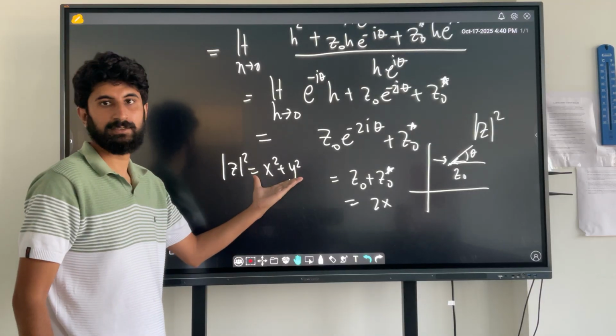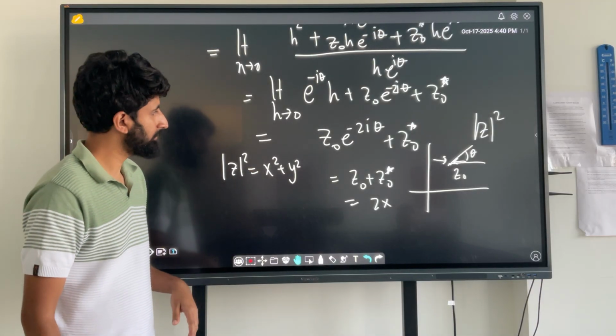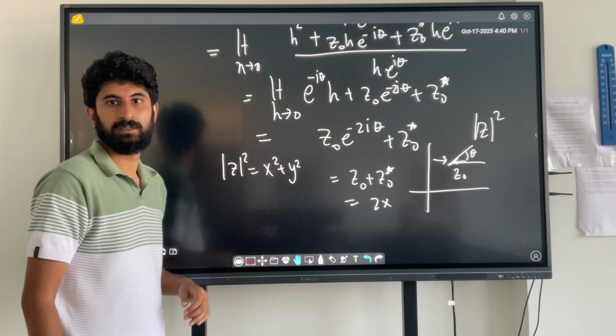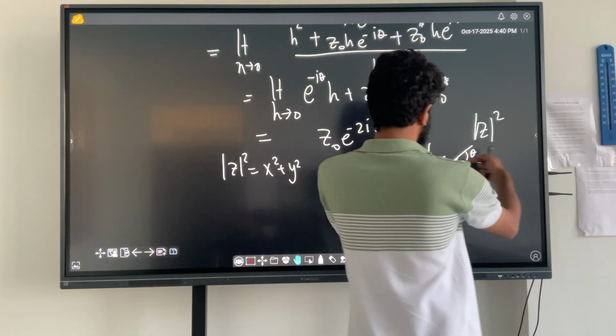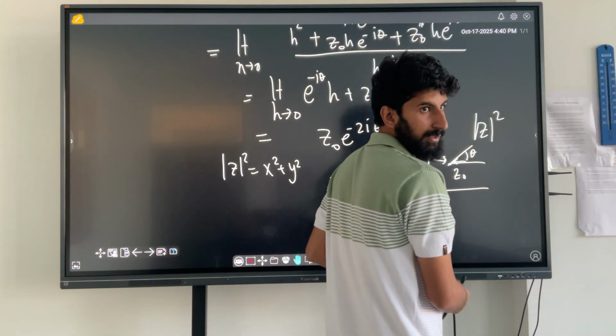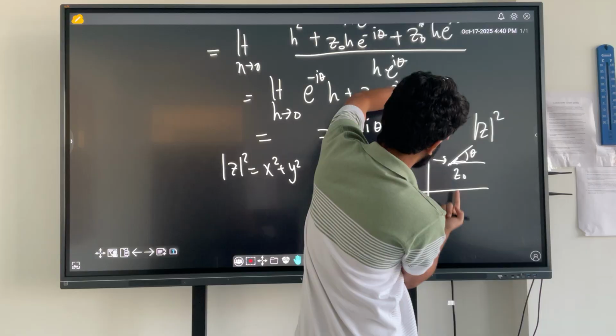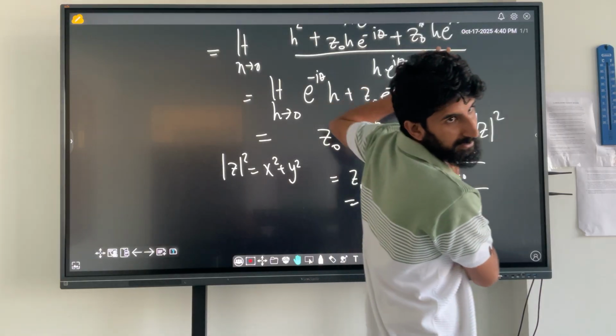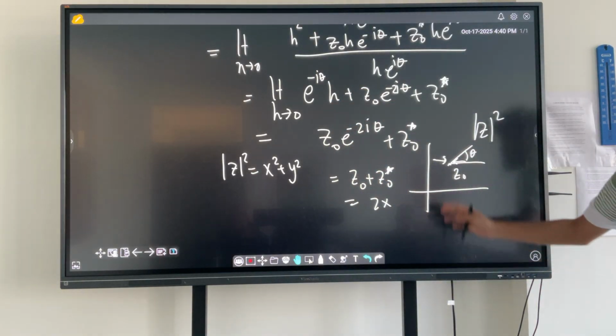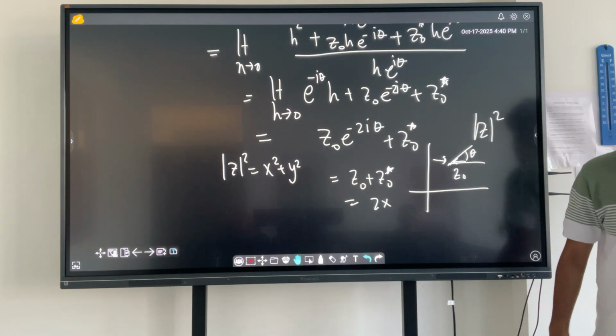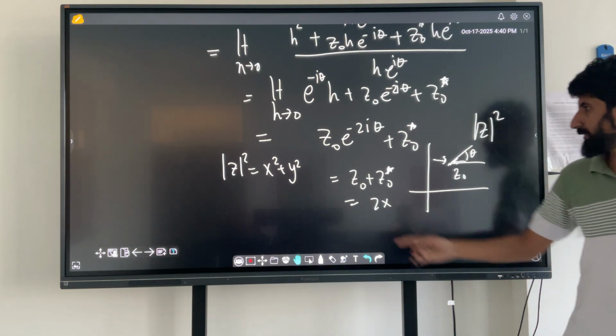Differentiate this with x, it's 2x, because you're checking this way. You can also check that it is the same if you approach along y, and you will get some 2y or something, which is indeed this way.